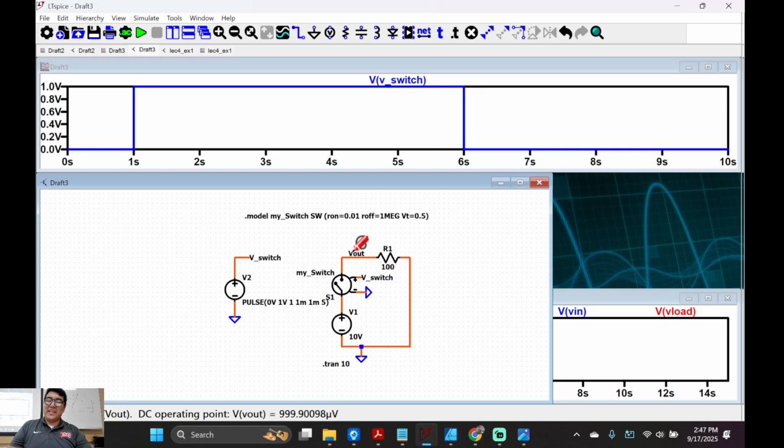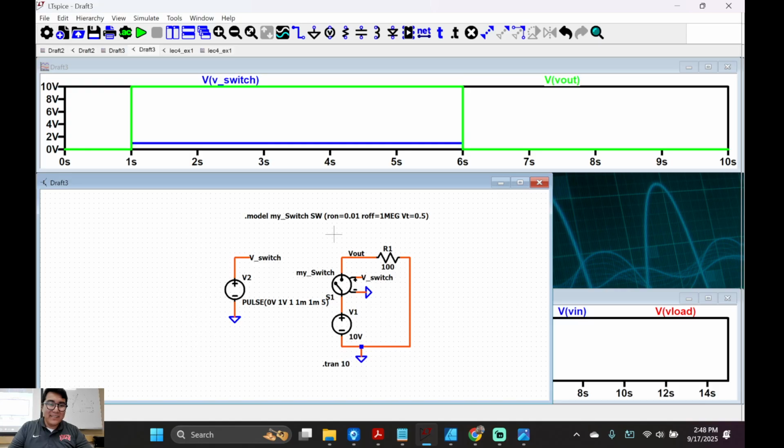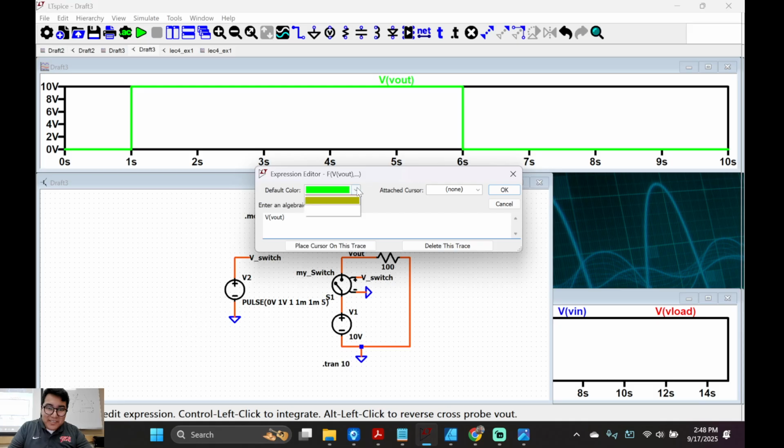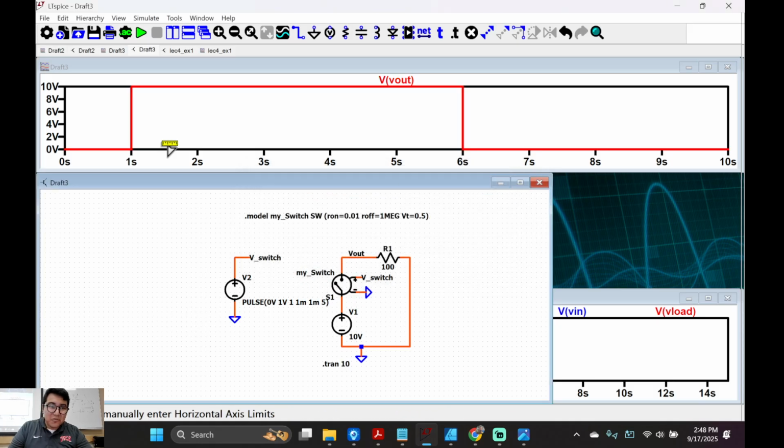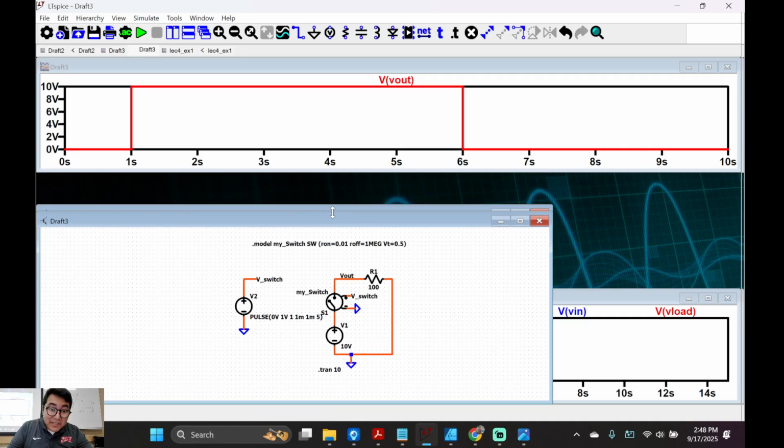So what should we see at V out? It's going to be an open, right? It's not on. So let's watch this. Let me double click on that. I don't like these colors. Boom. So initially, let me just do this.